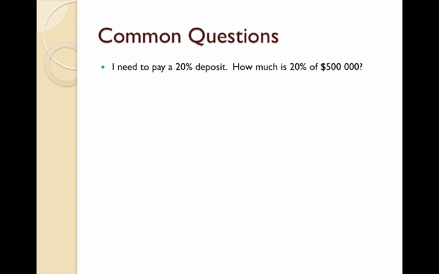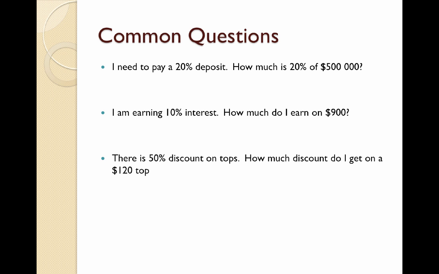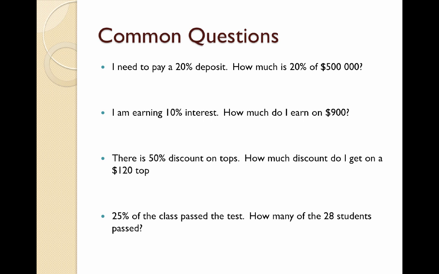Let's say I need to pay a 20% deposit when I want to buy a house. I'll need to know how much is 20% of the $500,000 house. If I'm earning 10% interest when I put my money in a bank, I want to know how much interest I earn on $900. If there's a 50% discount on tops, how much discount am I going to get on a $120 top? And if 25% of the class passed the test, then how many of our 28 students passed?